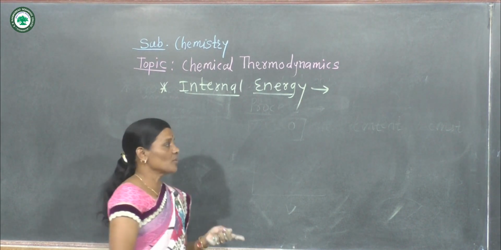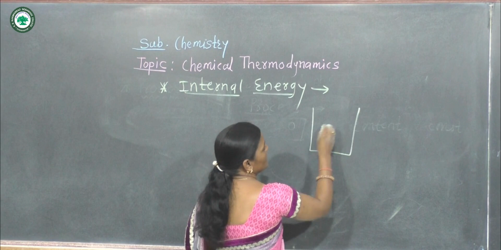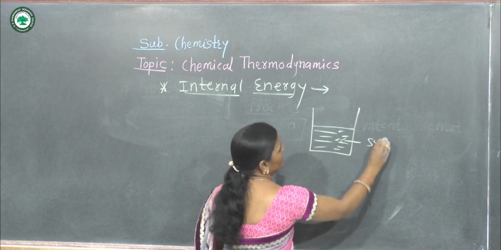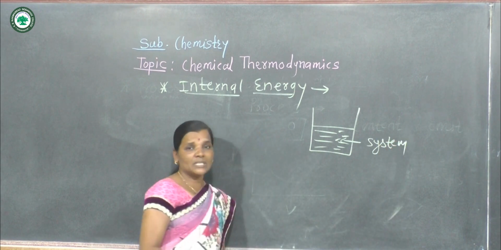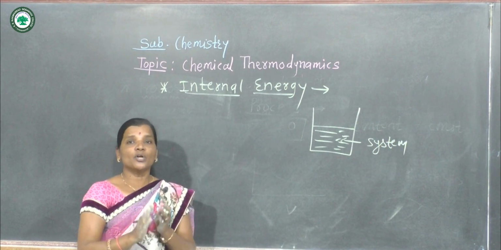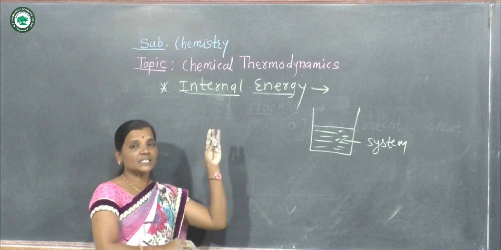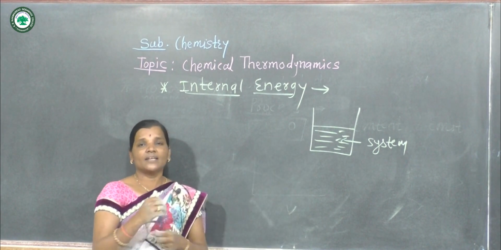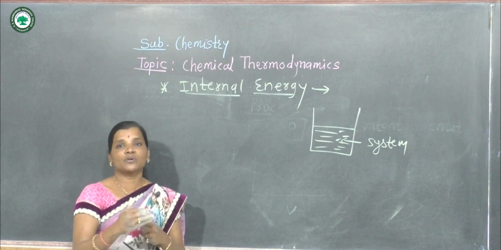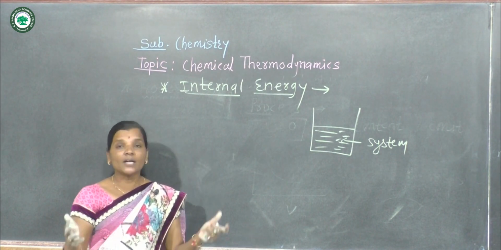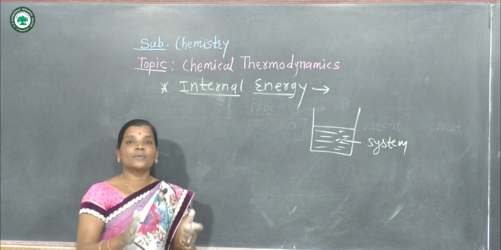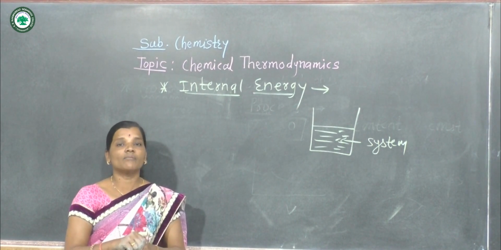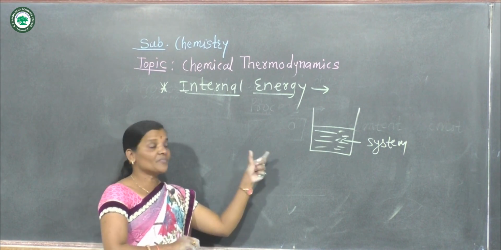If we consider a system, for example, this container taken for thermodynamic study, a definite amount of energy is present in this system, and that is called internal energy. There are different types of energy related to the system, and depending upon the type of system, different energies are present. Internal energy is the summation of all types of energies present within the system.